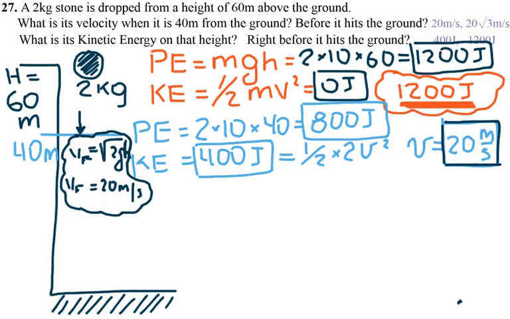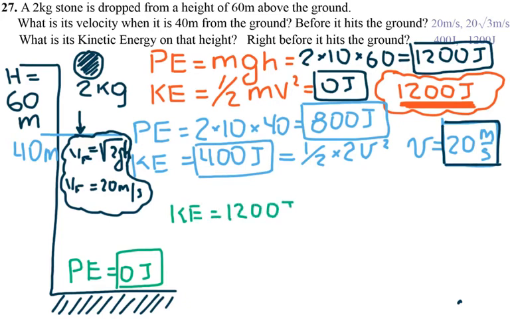Then they ask you to find the potential and kinetic energy right before it hits the ground. So the potential energy before it hits the ground must be equal to 0 joules, because the height is going to be equal to 0. Then kinetic energy before it hits the ground must be equal to 1200 joules, because the total energy is conserved and must stay 1200 joules no matter where I look. So that equals 1/2 the mass and v squared.